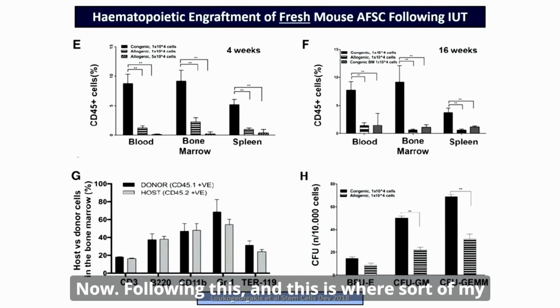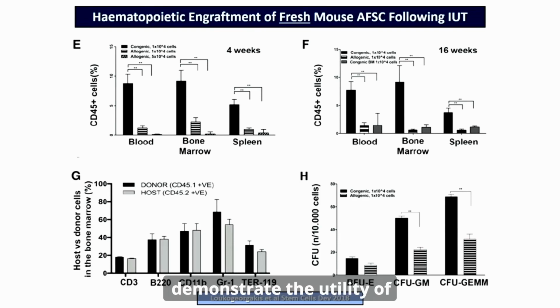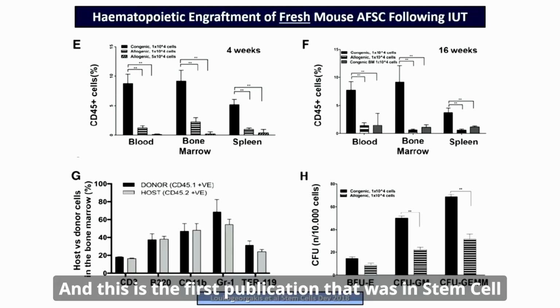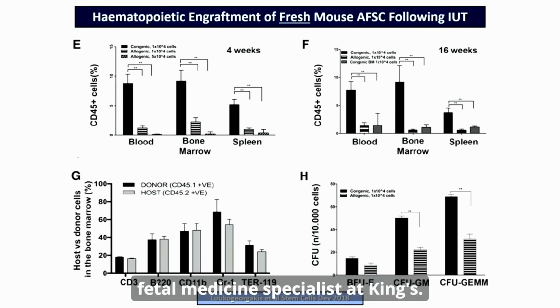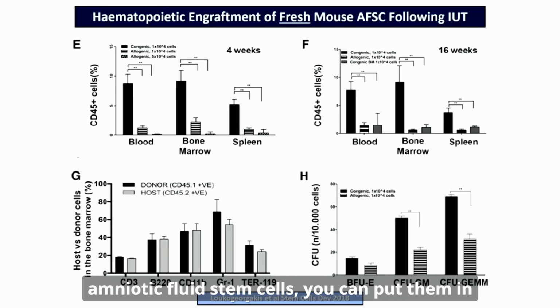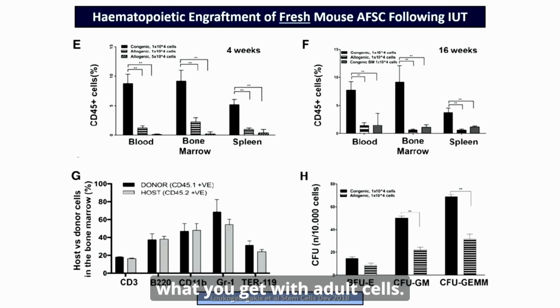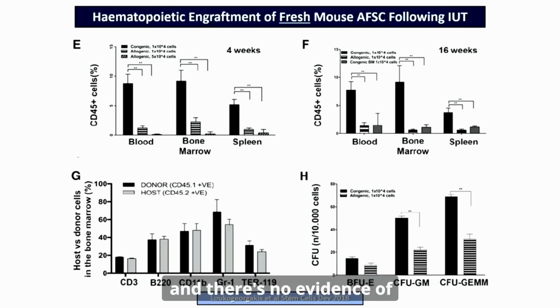Following this, and this is where my postdoctoral work and the focus of my lab is, we tried to do some experiments and demonstrate the utility of those cells in the in utero setting. This is the first publication, in Stem Cell Development in 2018, with my colleague Panicos Sangaris, who is now a fetal medicine specialist at King's. We essentially demonstrated the feasibility of this, the fact that you can isolate the fresh amniotic fluid stem cells, put them in a mouse in utero, and get levels of engraftment that are significantly over and above what you get with adult cells. Engraftment is multi-lineage, so all bloodlines, and there's no evidence of any tumor transformation.